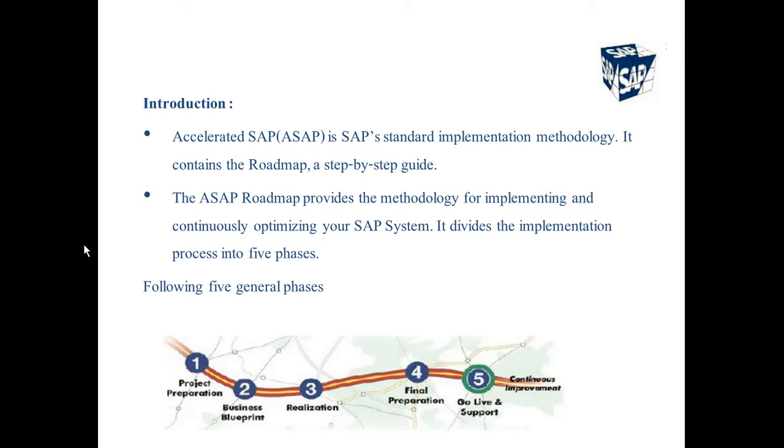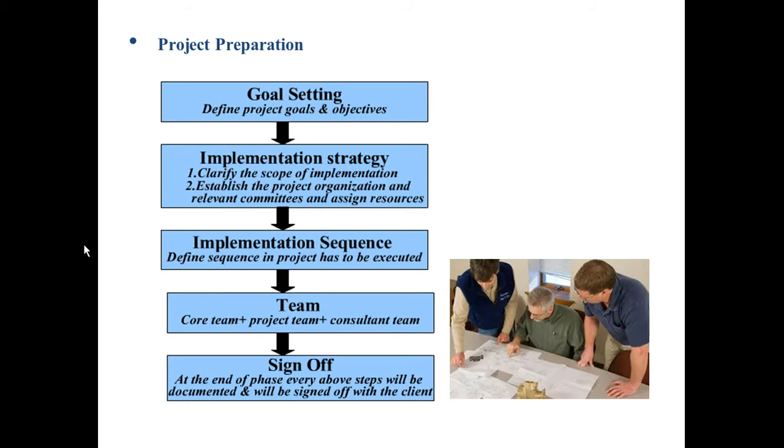We also have a process called realization. After that, we also have a stage called final preparation, and then after that, the go live. Go live means whatever changes we are doing in this process, finally we are moving to the production system. I will explain in detail phase by phase. So let's go to the first phase, which is called project preparation.